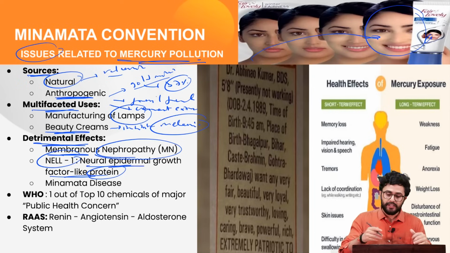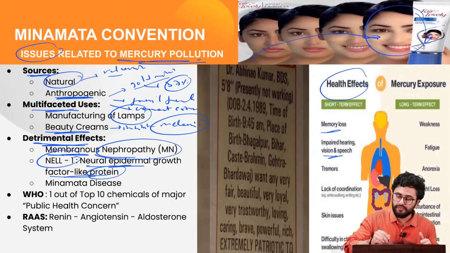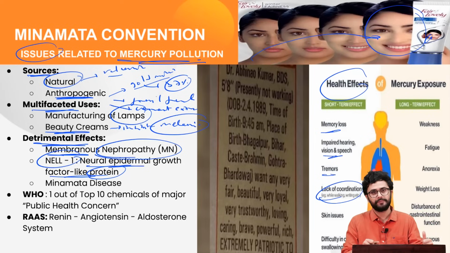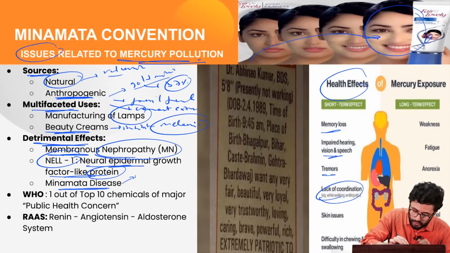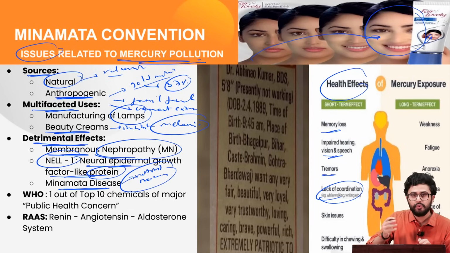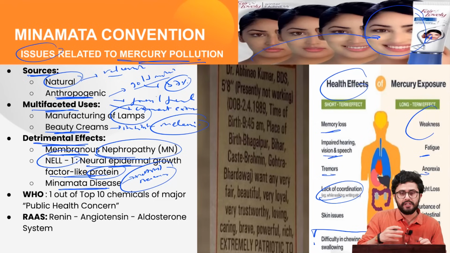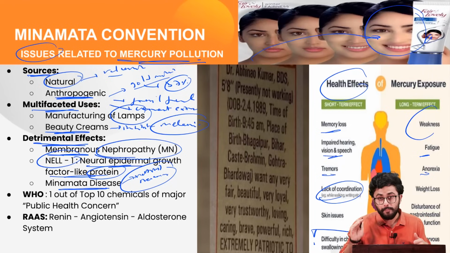Which ultimately leads to various health effects such as memory loss, impaired hearing, vision and speech, tremors, lack of coordination, etc. Minamata disease, which is caused by exposure to methyl mercury, also leads to such losses, such as weakness, fatigue, weight loss, and difficulty in chewing and swallowing. All of these health effects are because of exposure to a high concentration of mercury.